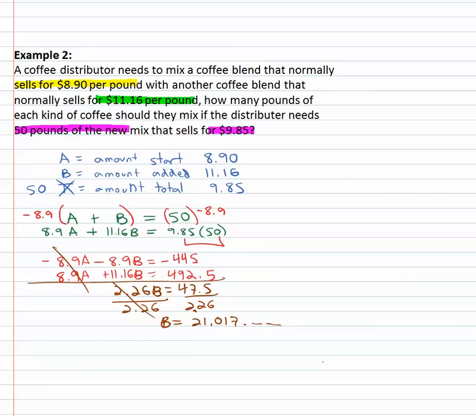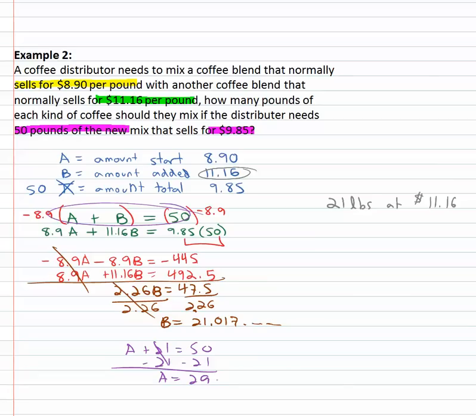Real world, a lot of the times the numbers don't come out nice, so let's just round it. We've got 21 pounds at B, which is $11.16. And then going back to the original equation, A plus 21 equals 50. So subtracting 21 will give us A equals 29. We have 29 pounds at A, which is $8.90 a pound.